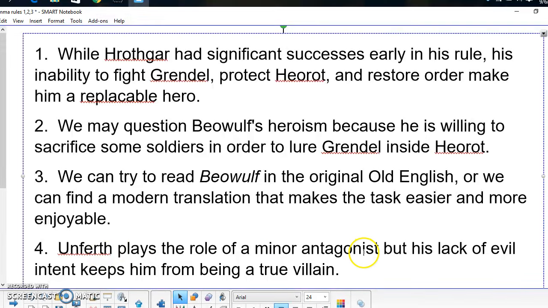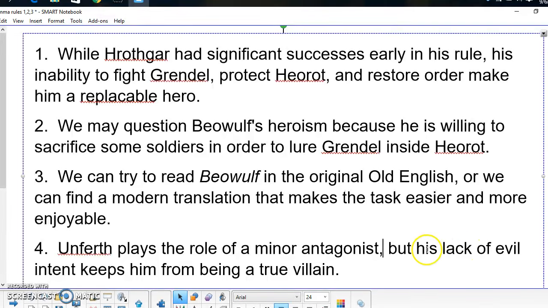Unferth plays the role of a minor antagonist. Full sentence. Here's my subject. Here's my verb, and that's important to note because I have a "but." Just because there's a "but" in the sentence doesn't mean you put a comma. You have to check. Full sentence on this side, full sentence on the other side of the "but." If you have that, then you have to put the comma in there. "But lacks," here's my subject, and here is my verb. "Lack" is my subject, "keeps" is my verb, two full sentences on either side. I'm going to go ahead and put the comma in there.